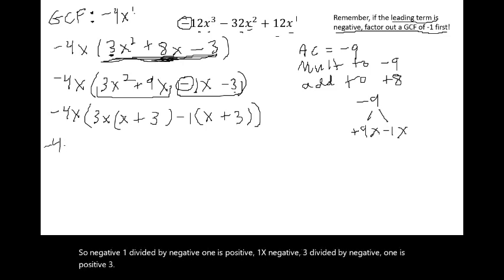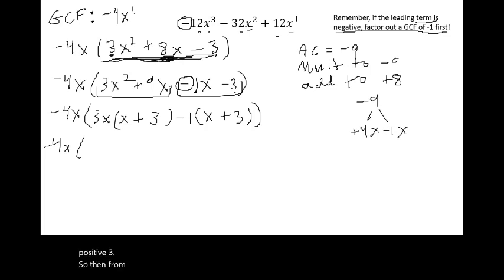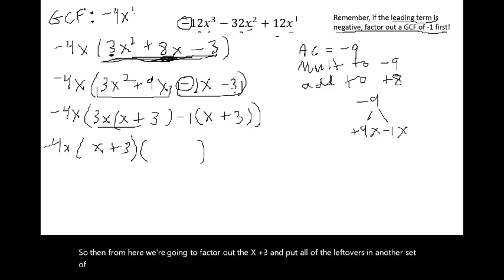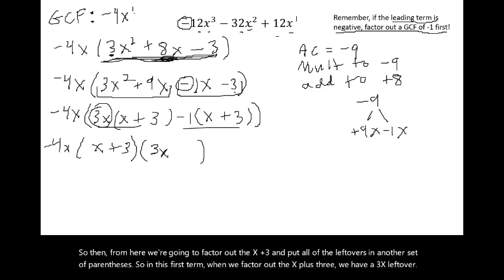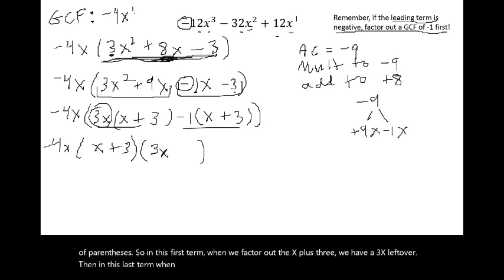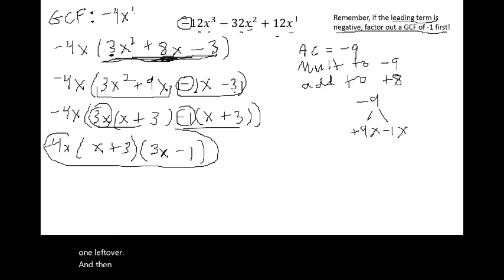So then from here, we're going to factor out the x plus 3 and put all of the leftovers in another set of parentheses. So in this first term, when we factor out the x plus 3, we have a 3x left over. Then in this last term, when we factor out the x plus 3, we have a minus 1 left over. And then this, with your GCF just still kind of hanging out in front, is going to be your final answer.